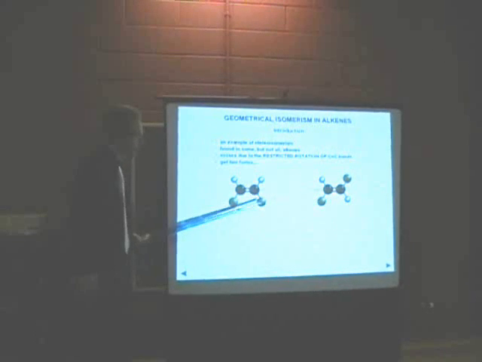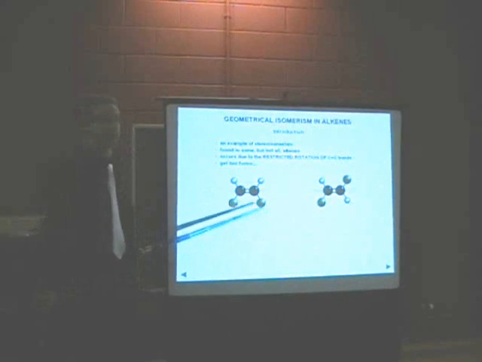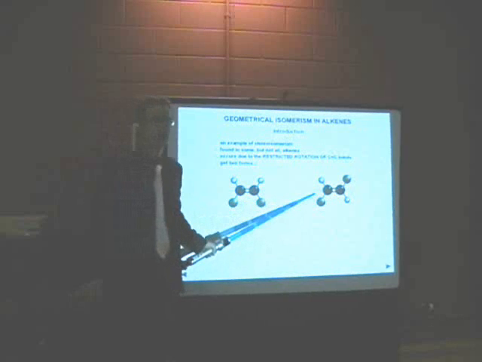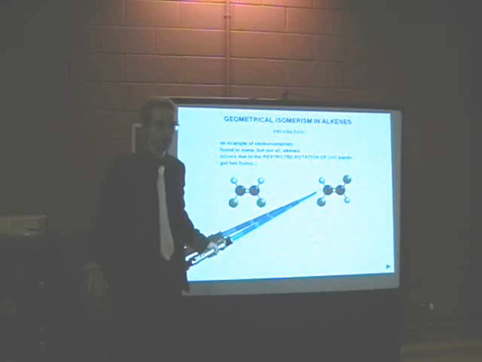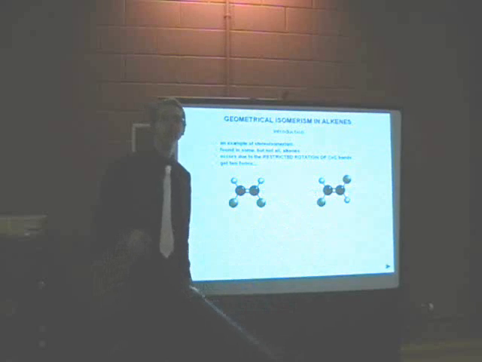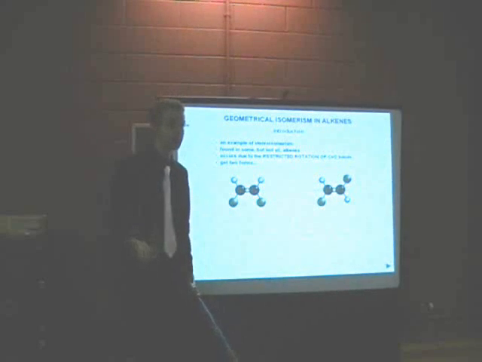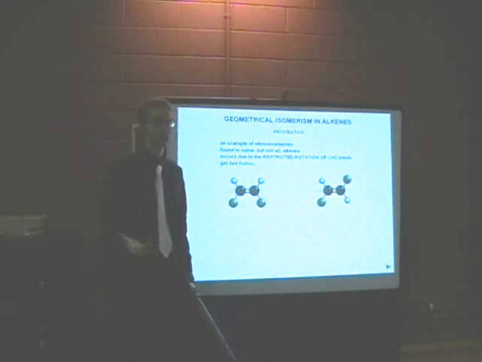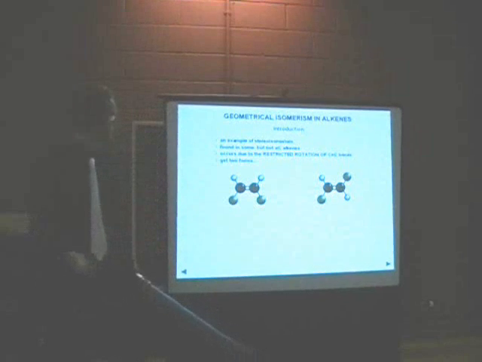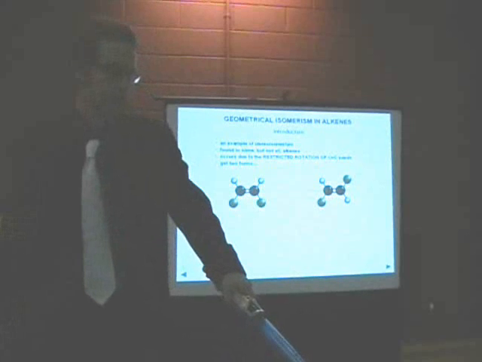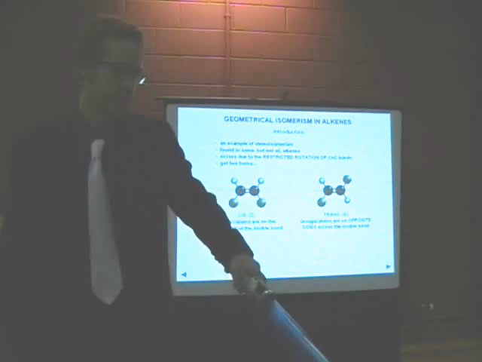If these are chlorines here, this is 1,2-dichloroethene. Happy with that? And this is 1,2-dichloroethene. But they're not the same molecule. So we have to have some more advanced naming system. Okay? Now, you will see two different naming systems used.